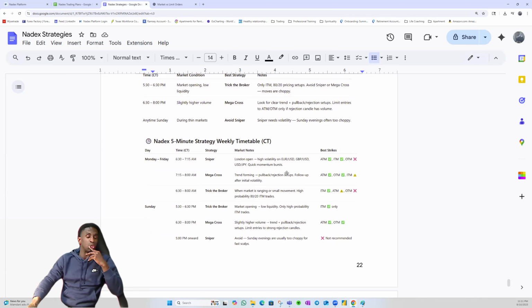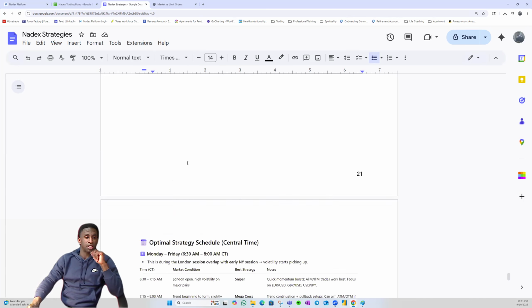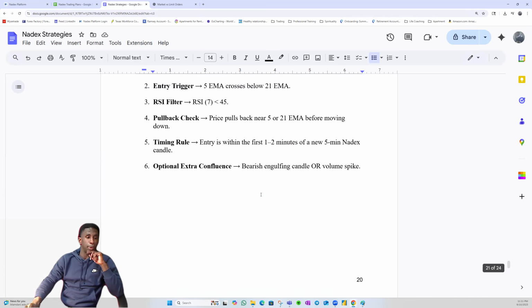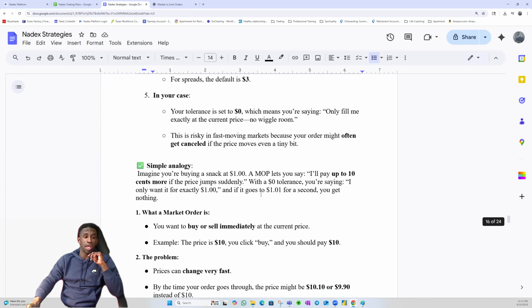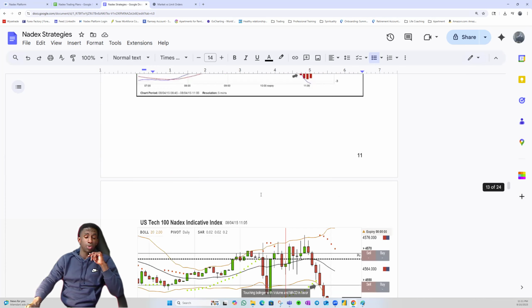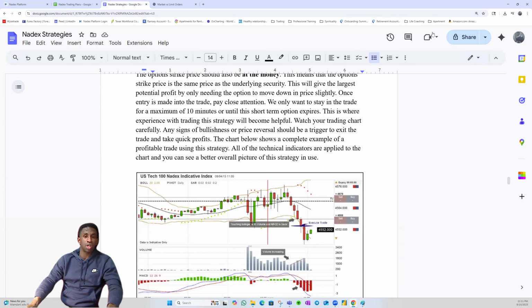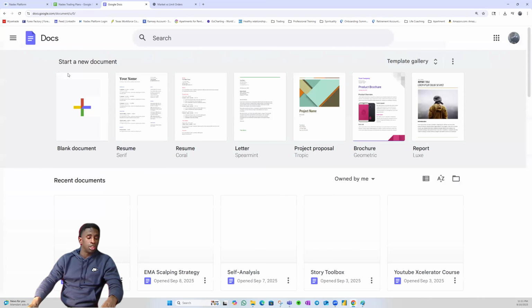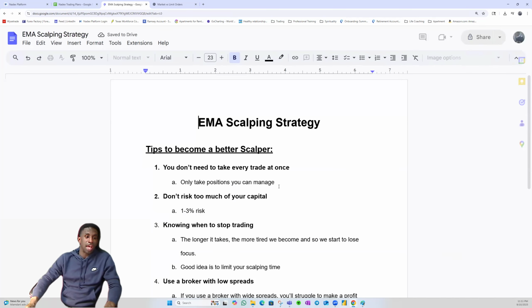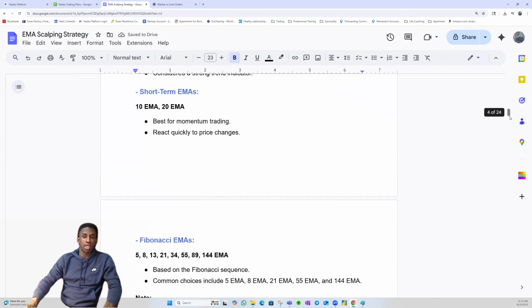I'm gonna use this one as well. The sniper, which is my 4 EMAs. I'm gonna use that, God willing, in the morning from 6:30 to 7:15. And then I'm gonna head off to work and I'm gonna come back and trade later in the afternoon. I call that my sniper. You will see what that is. Basically, that's one of my EMA strategies. Trick the Broker is with SMA generally, but this is one of my EMA strategies. I got a couple of EMA scalping strategies that I use for Nadex and Pocket Option.